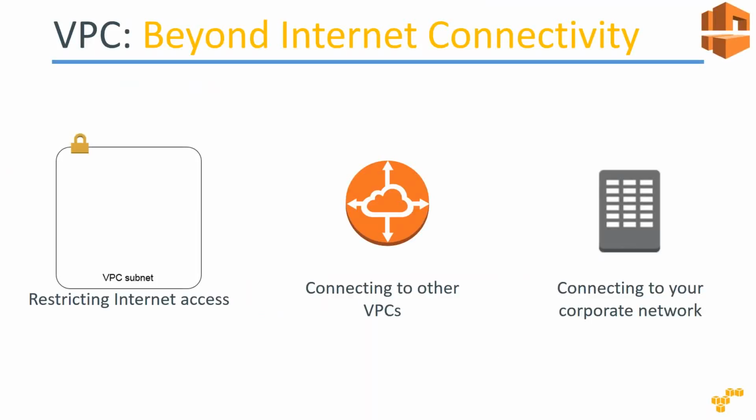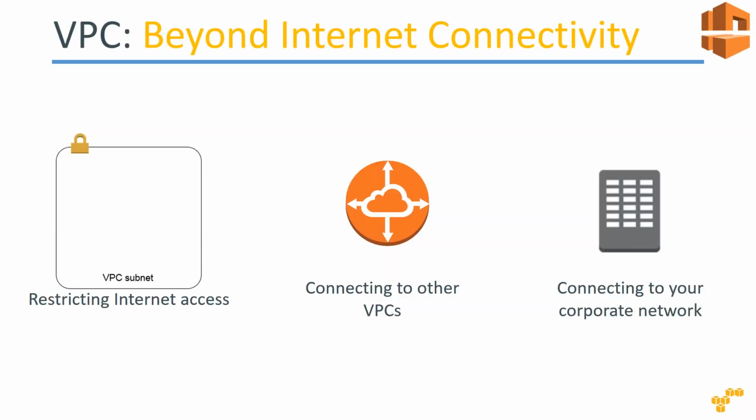So when you're talking about beyond internet connectivity, if you want to have restricted access to certain servers, say my private servers are there, but I don't want them connecting to the internet, but I still want to administer them, how do I connect to it? Or the other use case is, how do I connect to other VPCs that might be inside our region?